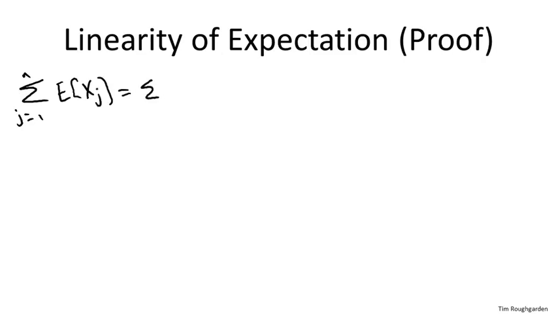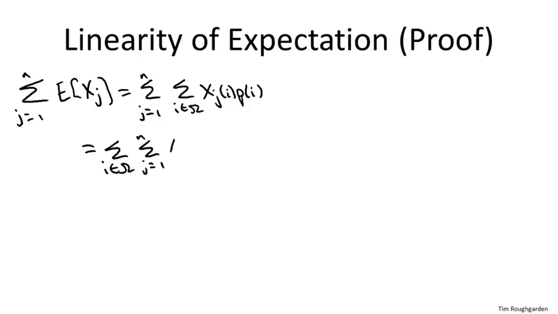So how does the proof go? Well, honestly, we just write out the sum, the definition of an expectation, we reverse the sums, and we're done. So let me start with the right-hand side of the equation. That was the sum of the expectations of the random variables. Now let's just apply the definition of expectation. It's just a weighted average over the possible outcomes.